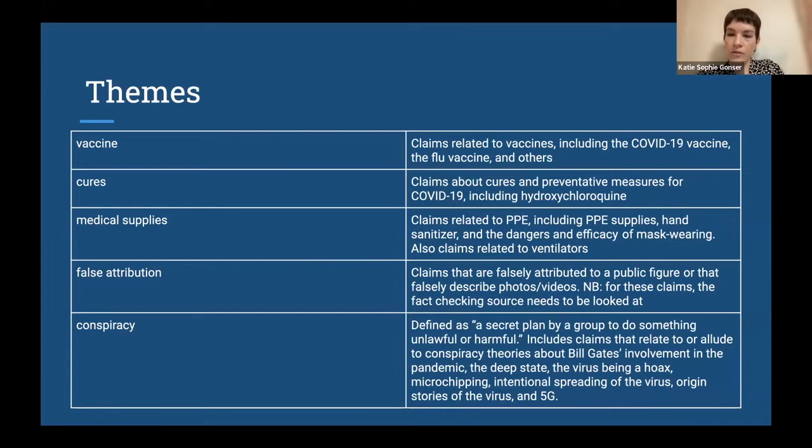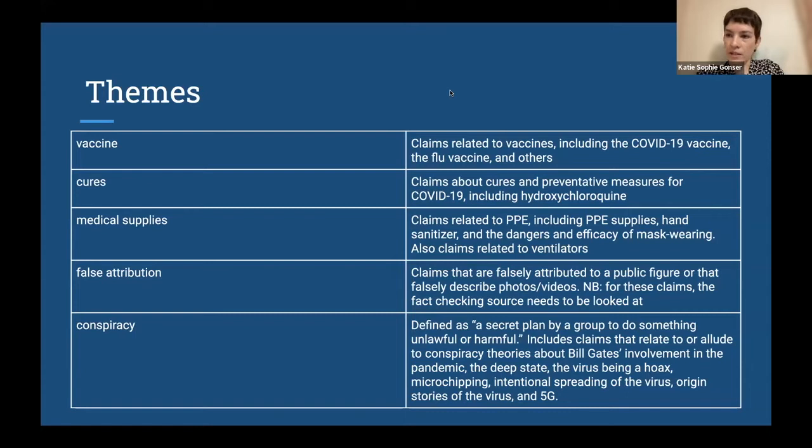There's also a false attribution category, and this was actually the trickiest category. It's claims that were falsely attributed to a public figure or where photos or videos are falsely described. So for example, there was one, I think it was showing a beach and saying that beaches were packed at the height of the pandemic, but actually the photo was of a beach in Brazil in 2013. So for these claims, we actually had to go back to the fact-checking source to make sure that it was actually false attribution.